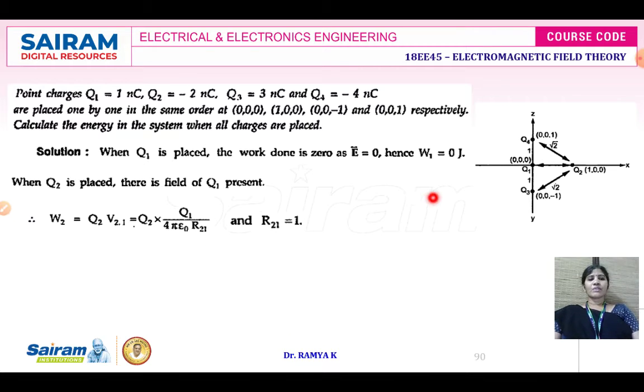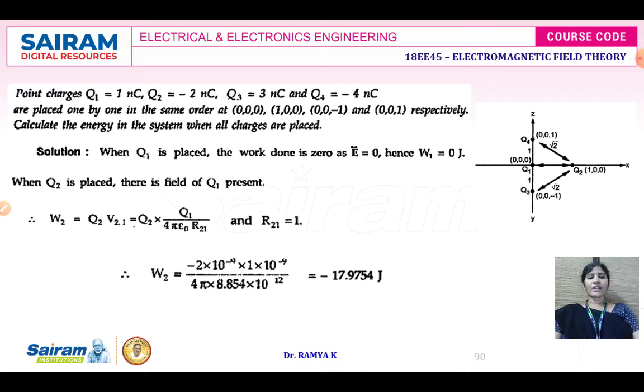R21 means the distance between Q1 and Q2. Here, when you identify the distance, it is going to be 1. Similarly, after identifying, the value is going to be minus 17.9754 joules.